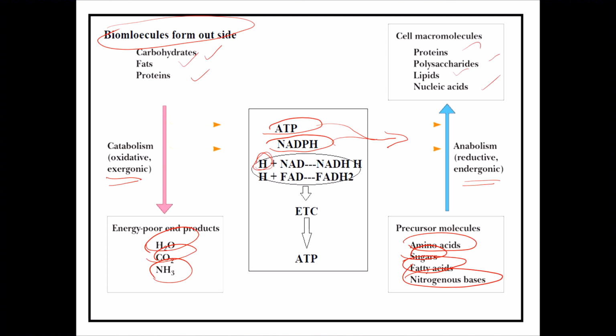So what will happen? There are hydrogen acceptors, NAD and FAD. They accept the hydrogen. They are oxidized. When they accept the hydrogen, they become reduced. And these are called reducing equivalents. These reducing equivalents enter into the electron transport chain, and in the electron transport chain, they give us energy.